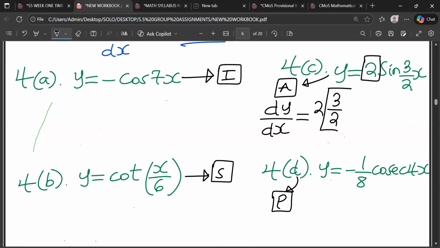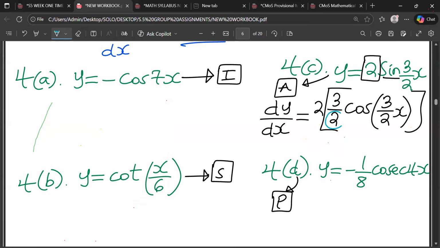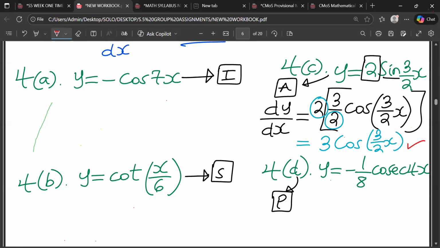Then you differentiate the trig function, which is sine. When we differentiate, we shall get cos. And then you bring back the original angle, so that will be 3 over 2x. Exactly. Then the other magic is that this 2 cancels with this 2. Yes. And then the answer becomes 3 cos of the original angle. Yes, that is very correct. Thank you.